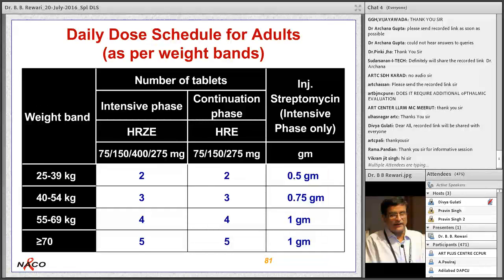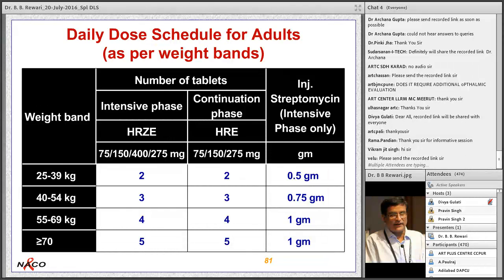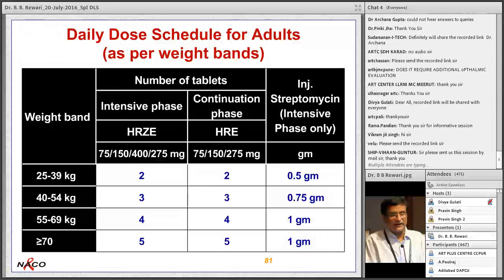I am not going into detail, but now the dose is according to weight. Earlier there were only 3 weight bands: less than 30, 30 to 60, more than 60. Now we have 25 to 40, 40 to 55, 55 to 70, and more than 70. Accordingly, for the intensive phase and continuation phase, these are the numbers of tablets. Just one example: a person weighing 55 to 70 kg will get 4 tablets of HRZE fixed dose combination for the intensive phase and 4 tablets of HRE in the continuation phase for 4 months.